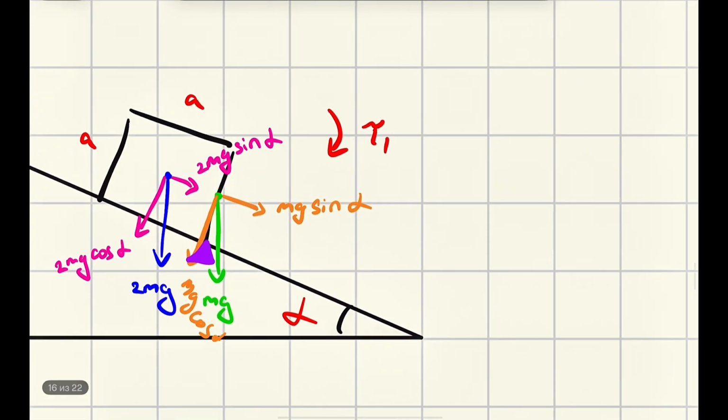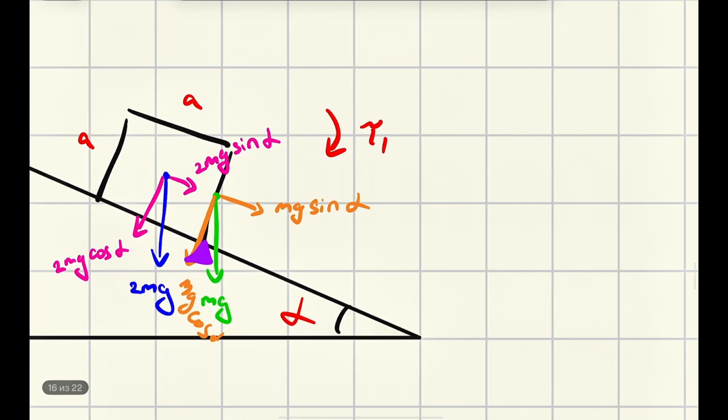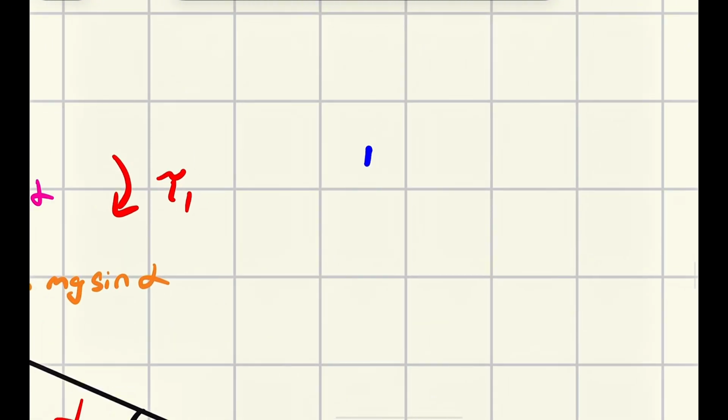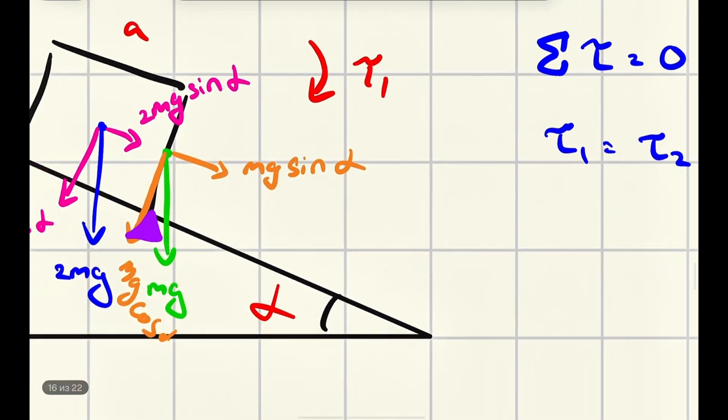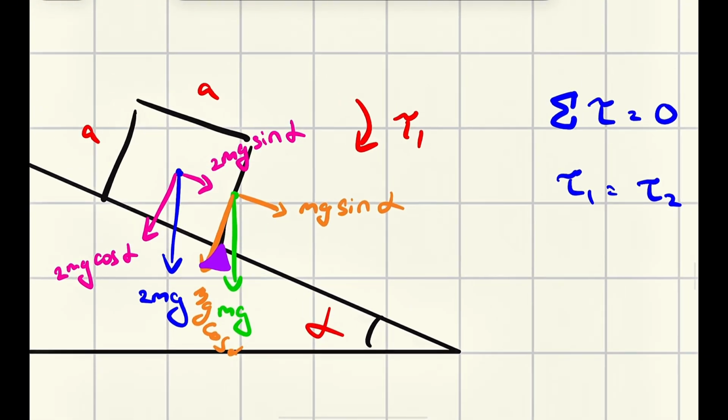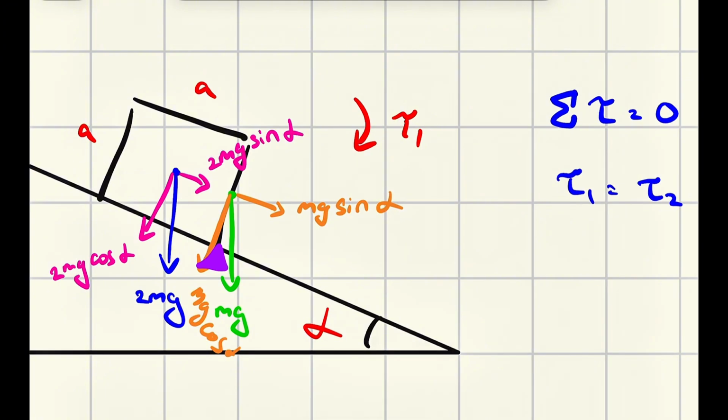Okay, good. And right now what we are going to do is something like this. Sum of torques equals 0. We know that because it is in equilibrium still. Torque 1 has to be equal to torque 2, because this thing is not being rotated, it just tries to rotate. Normal force acts no more. Yeah, at the last second where it tries to rotate, normal force no longer works.